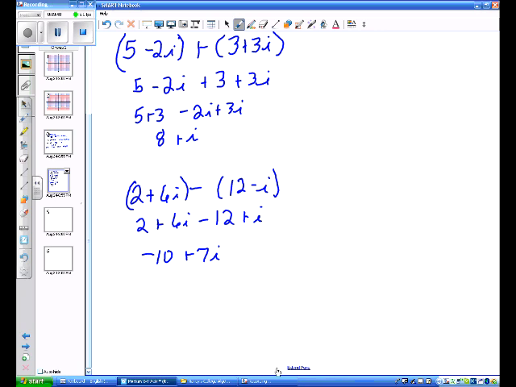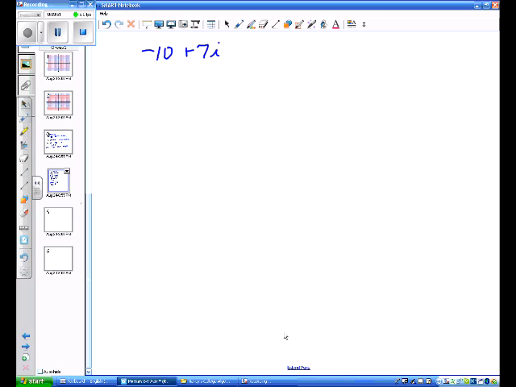To do our multiplication, then we're going to use our distributive property just like we did with our binomials, or our polynomials. So if we have 7i times 2 minus 9i. Okay, we want to distribute this, so we would have 14i. Then distributing the 7i, we would have negative 63i squared. But earlier we talked that i squared was equal to negative 1.